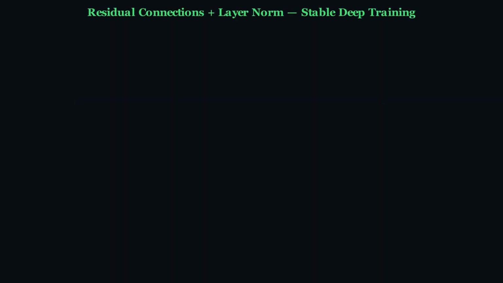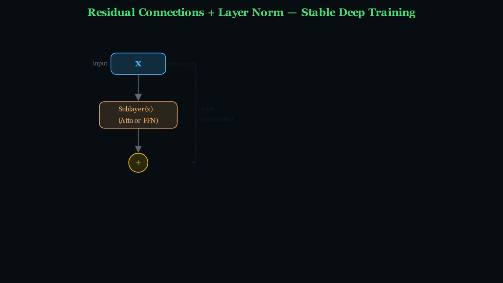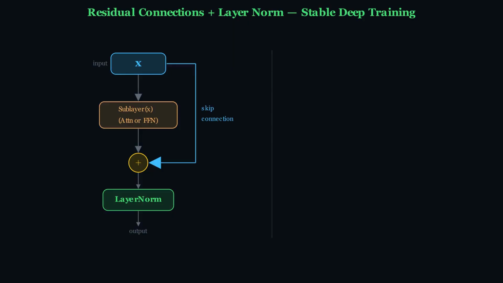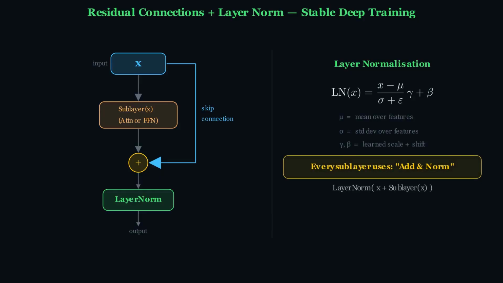Deep networks are hard to train. Gradients vanish or explode. Two techniques fix this: residual connections and layer normalization. A residual skip connection takes the input and adds it directly to the sublayer output, bypassing the sublayer. This gives gradients a shortcut to flow back through. The addition result is then layer normalized to keep values well behaved. Layer normalization computes mean and standard deviation across features and rescales to unit variance, keeping activation stable in deep stacks. Every sublayer in the transformer uses this same pattern: add and norm.